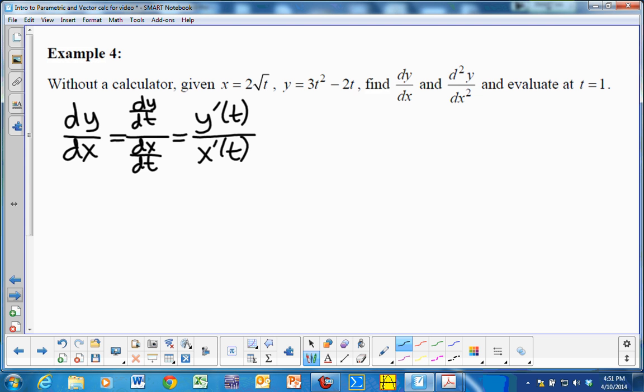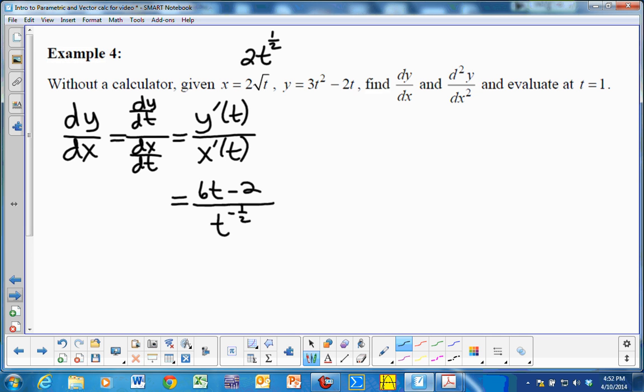So that's basically what we're going to do. It simply means take the derivative of y with respect to t, so that will be 6t minus 2, all over the derivative of x with respect to t. Let me write this here. It's 2t to the 1/2. When I do the derivative, I get a half times 2, which is 1, t to the negative 1/2.